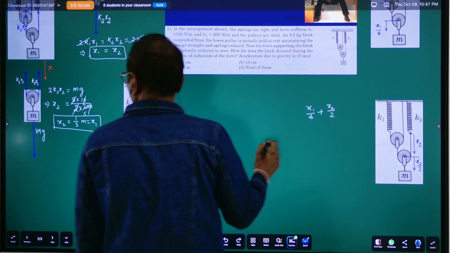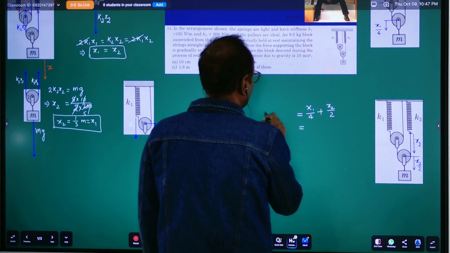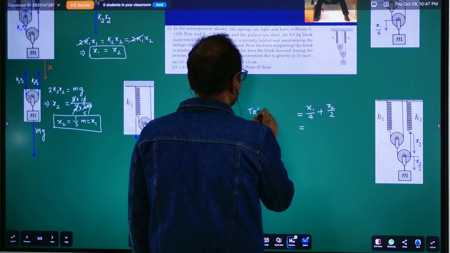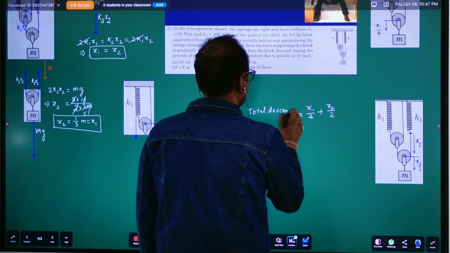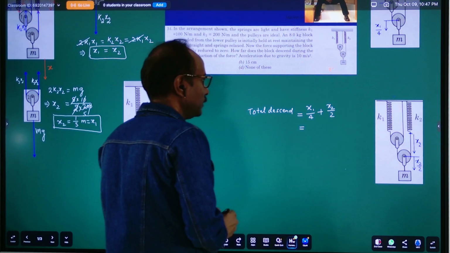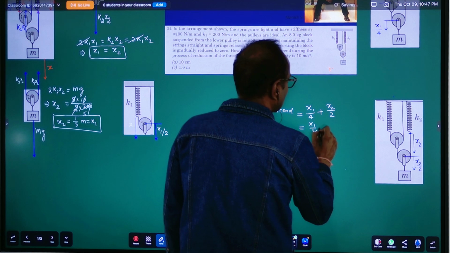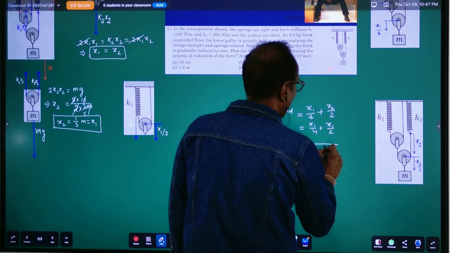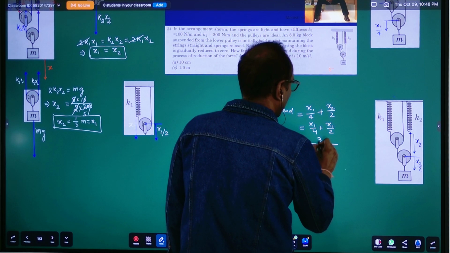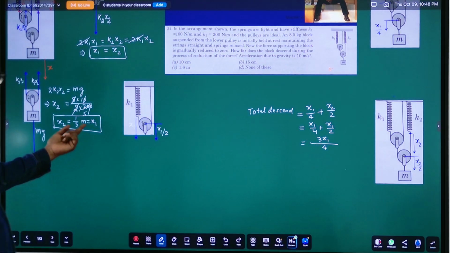x1 and x2 are equal. The total descent we should write here, as x1 and x2 are equal, is 3x1 by 4. The value of x1 you already got as 1 by 5 meter.